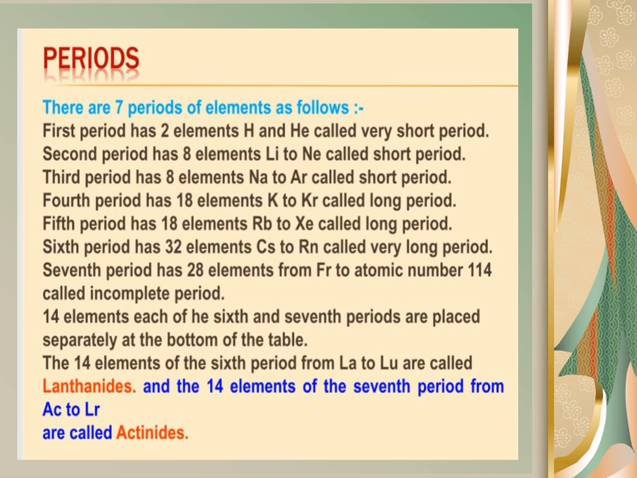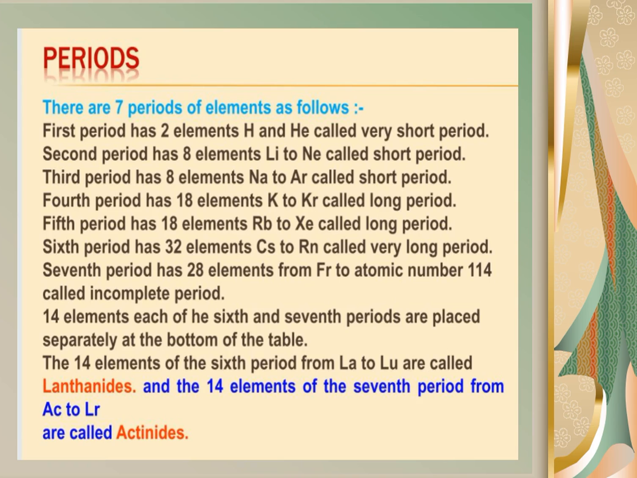The first period has 2 elements, hydrogen and helium, called a very short period. The second period has 8 elements, lithium to neon, called a short period. The third period has 8 elements, sodium to argon, also a short period. The fourth period has 18 elements, potassium to krypton, called a long period. The fifth period has 18 elements, rubidium to xenon, also a long period.